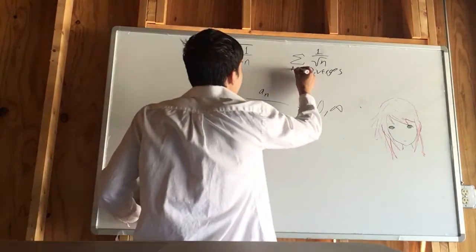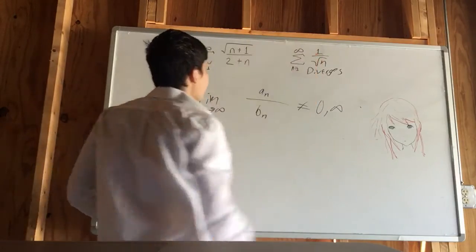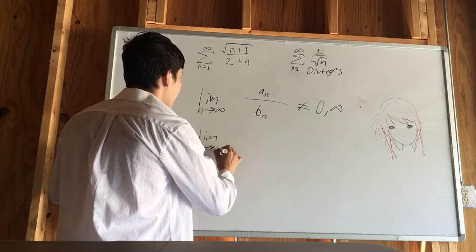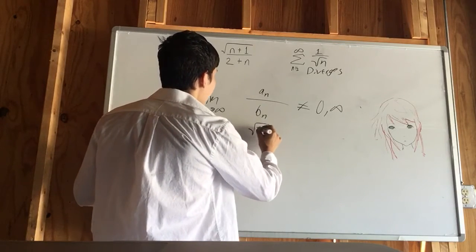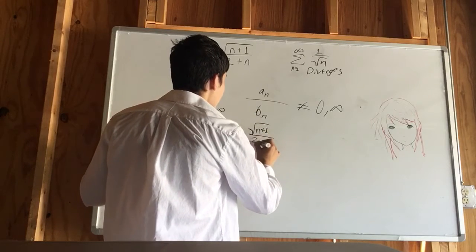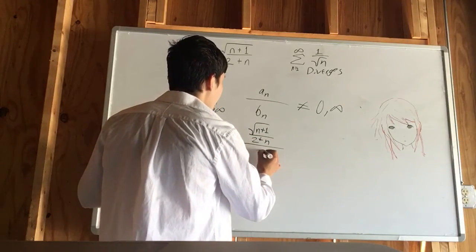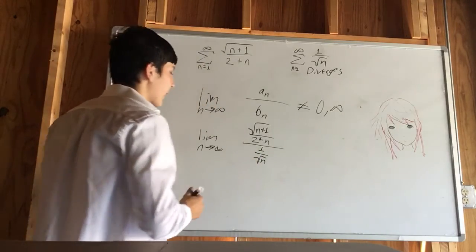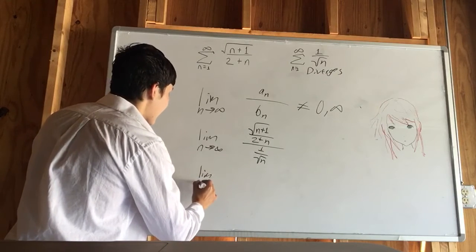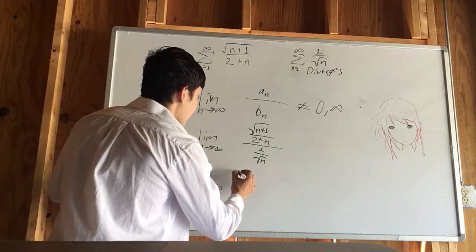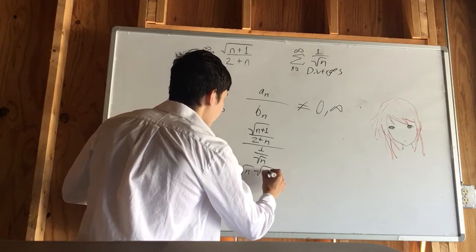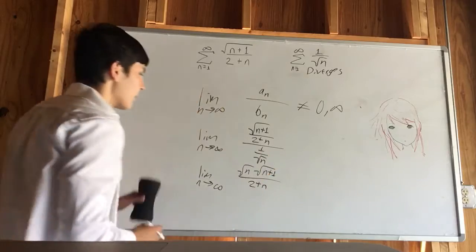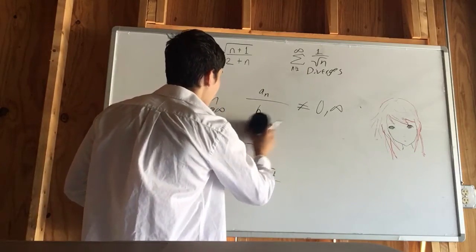Okay, and let's do n equals 1 to infinity. So now let's do this division. A sub n would be square root of n plus 1 over 2 plus n. B sub n would be 1 over the square root of n. We multiply by the reciprocal when we divide. So this is the limit as n approaches infinity of square root of n times the square root of n plus 1 over 2 plus n, because that's 1. And we're multiplying by the reciprocal.